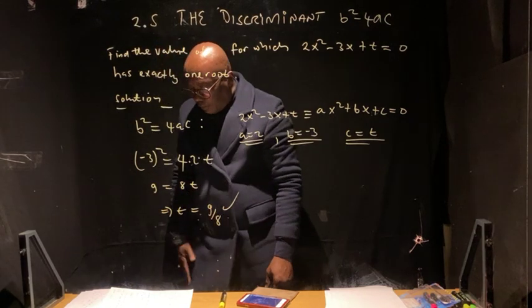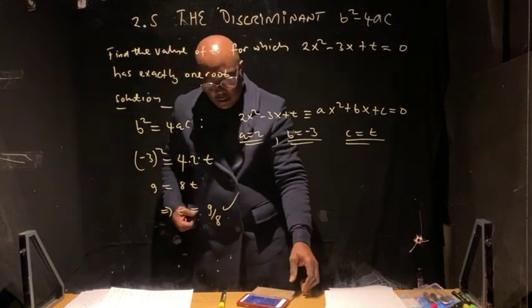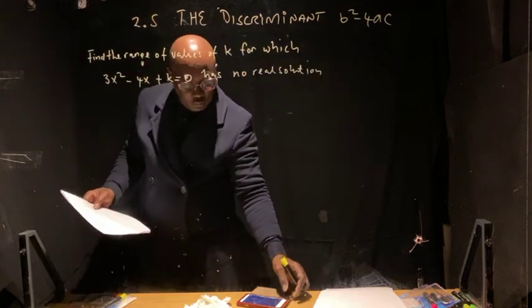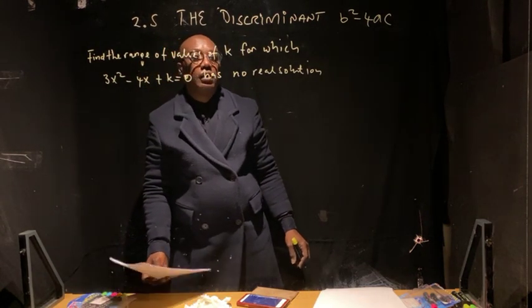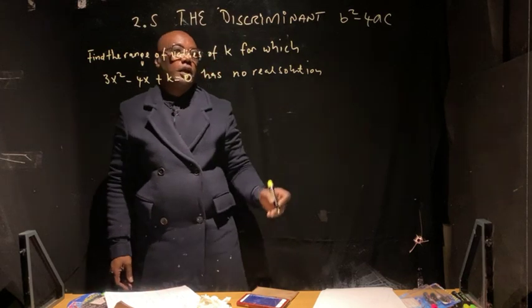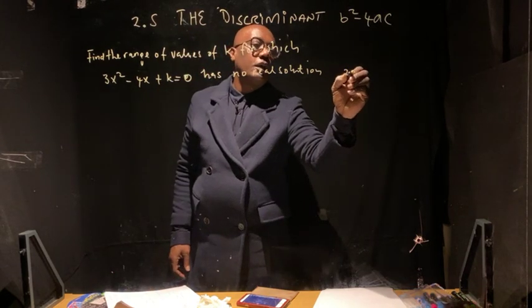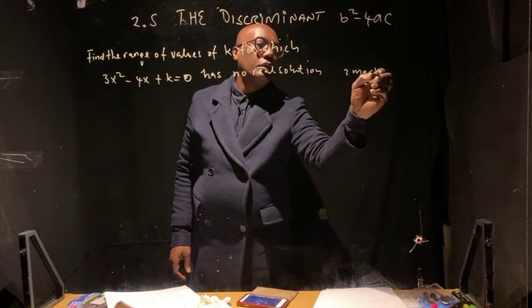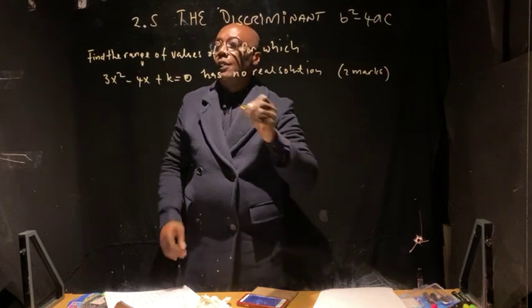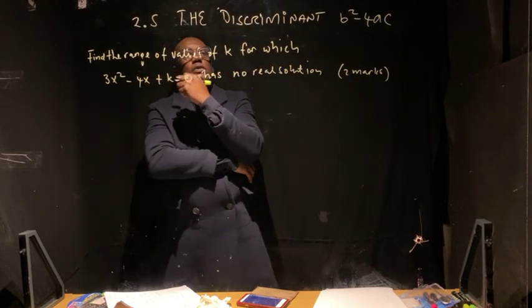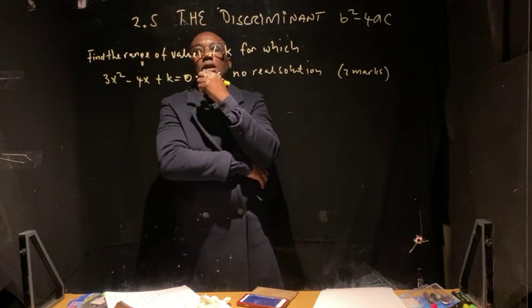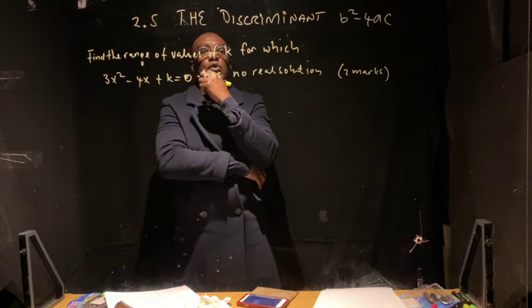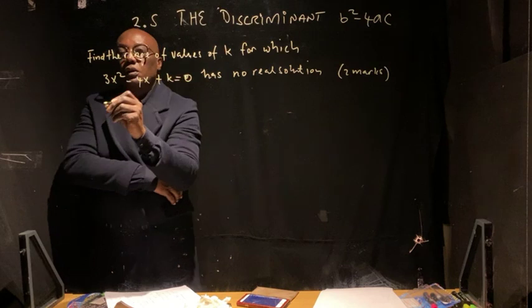Take your time, copy it, and we'll come back again. Yeah, I come back. This is a past question. It carries, I think, 2 marks. It says that find the range of values of k for which 3x squared minus 4x plus k equals 0 has no real solution. Solution.